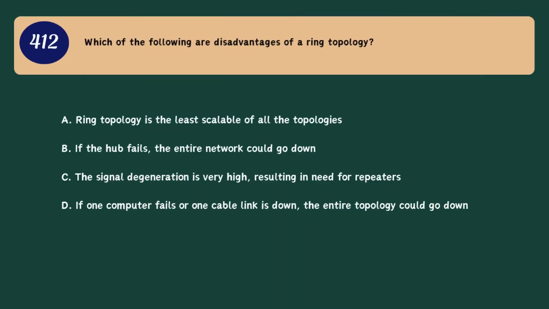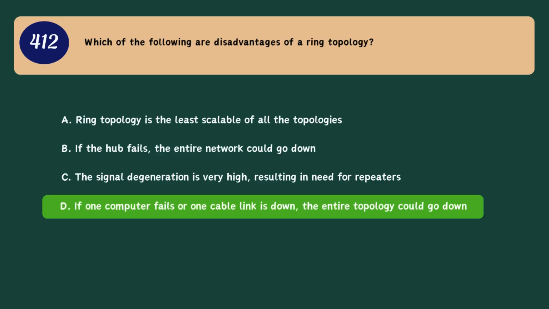Question 412. Which of the following are disadvantages of a ring topology? A, ring topology is the least scalable of all the topologies. B, if the hub fails, the entire network could go down. C, the signal degeneration is very high, resulting in need for repeaters. D, if one computer fails or one cable link is down, the entire topology could go down.